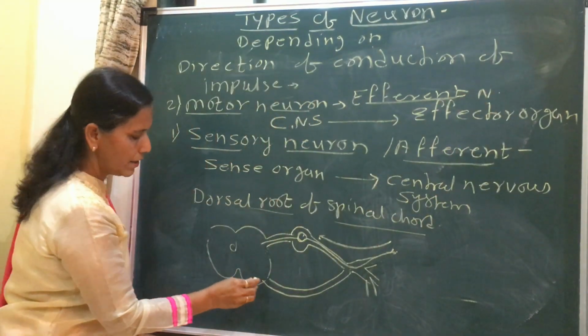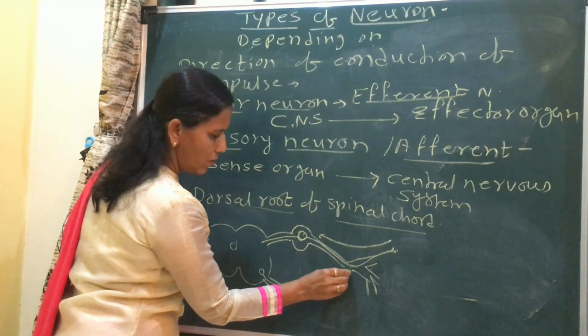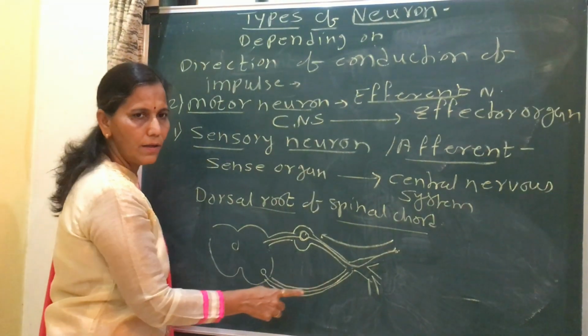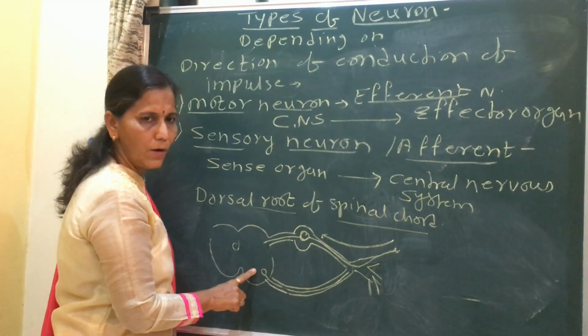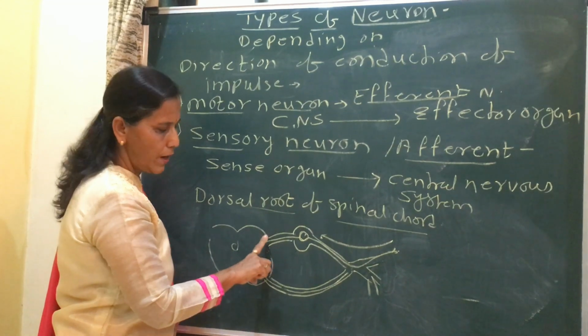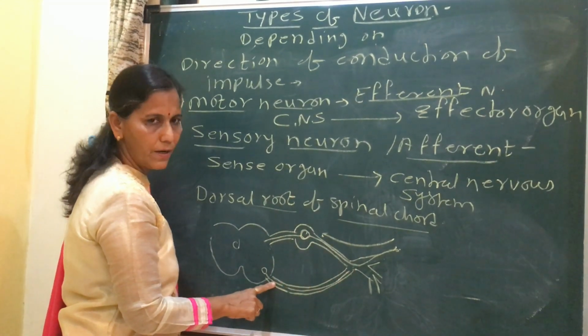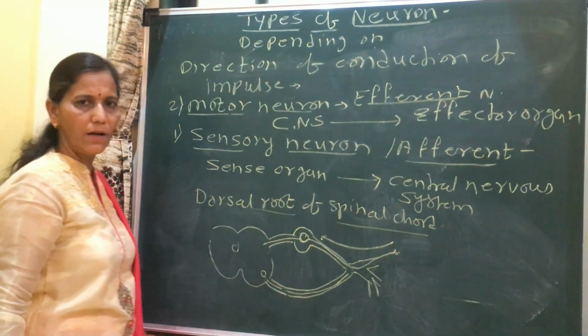Where is it located? It is located in the ventral root of the spinal cord. The spinal cord produces two roots. This is the dorsal root and this is the ventral root. This motor neuron is located in the ventral root.